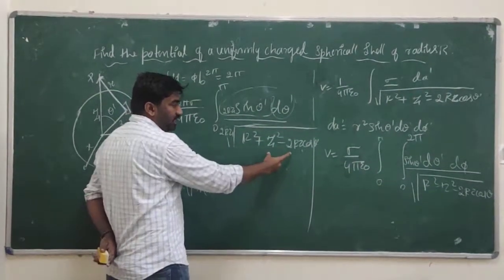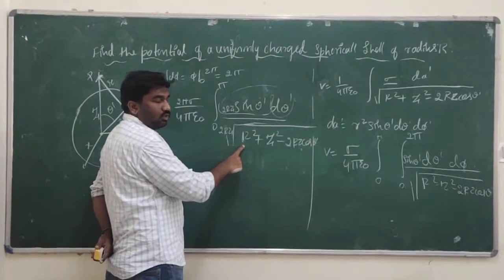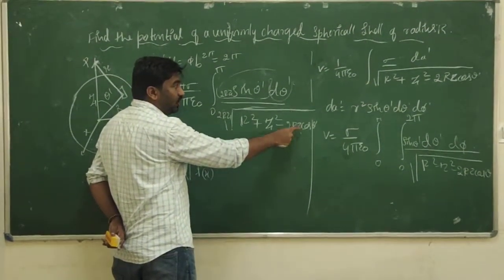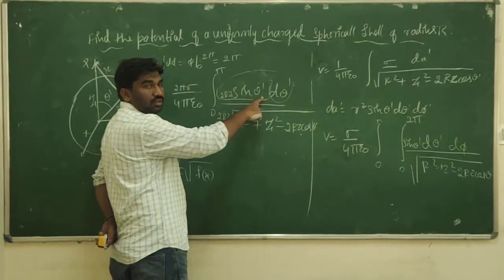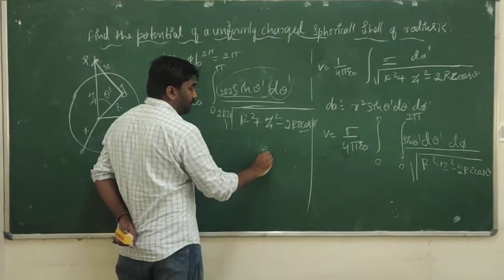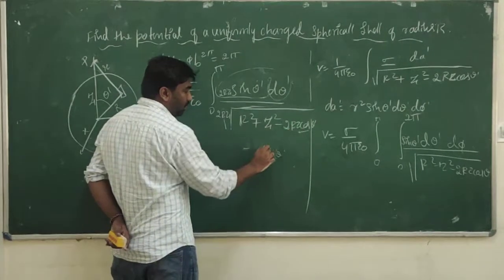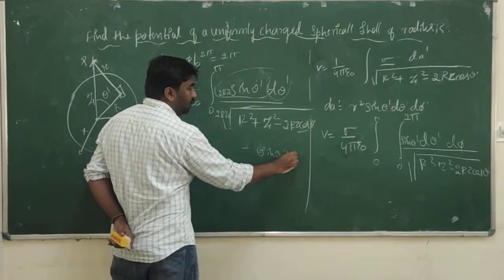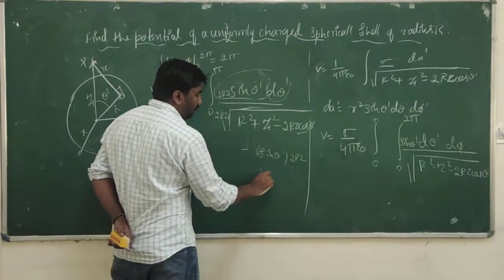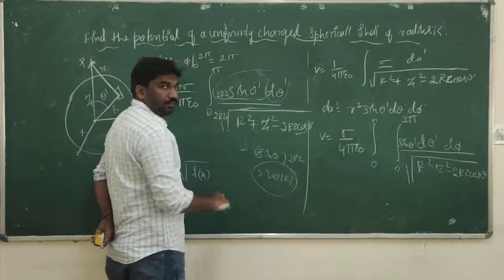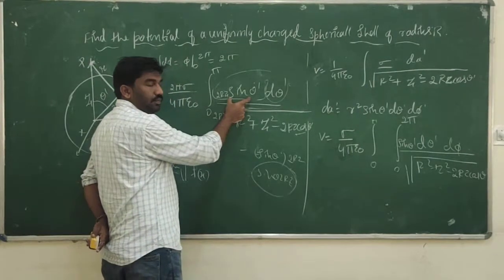So if we differentiate this one, this is constant, so it is 0. Then we will get minus 2rz into cos theta sin theta dash. Differentiation of cos theta is minus sin theta, so cos theta minus sin theta into coefficient 2rz. So sin theta dash 2rz will be the f dash of x.